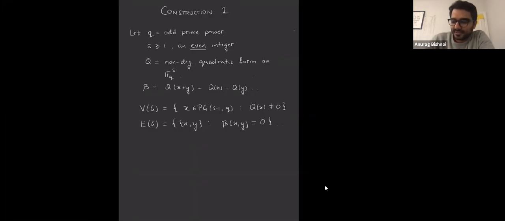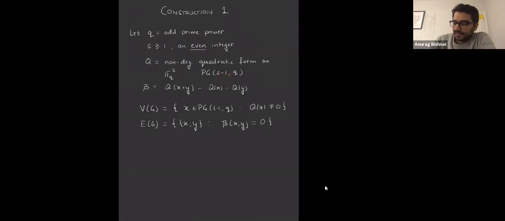Okay, so let's start with an odd prime power q and let s be an even integer. For now, our construction will only work when s is even. It will be fixed later, so don't worry. But for now, we will need this condition, and you'll see why. Now let Q be any non-degenerate quadratic form in the s-dimensional vector space. So just to be clear, we are working over the projective space of dimension s minus 1.